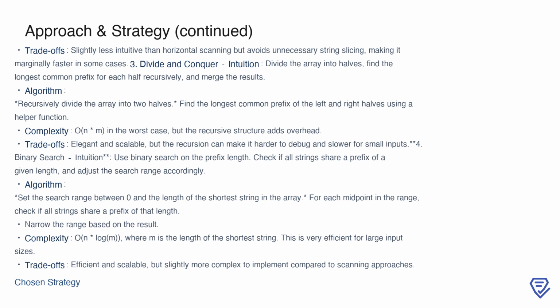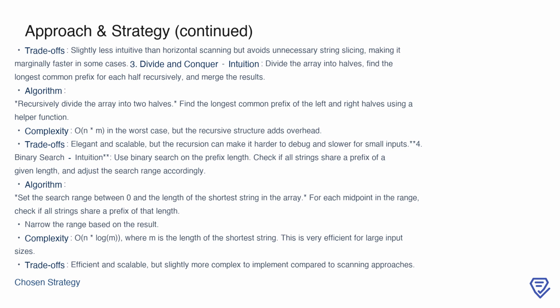Another strategy we can use is divide and conquer. This approach divides the array of strings into halves, finds the longest common prefix for each half recursively, and then merges the results. This method is elegant and scales well for larger inputs, but it comes with the overhead of recursion, making it less suitable for smaller datasets or cases where debugging is necessary.